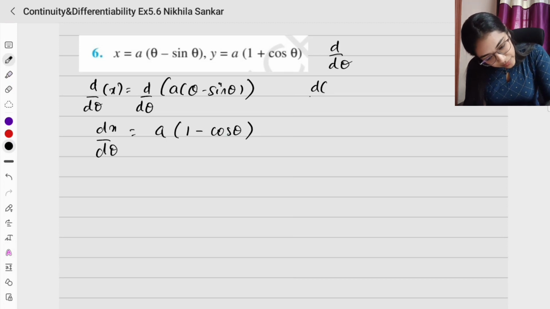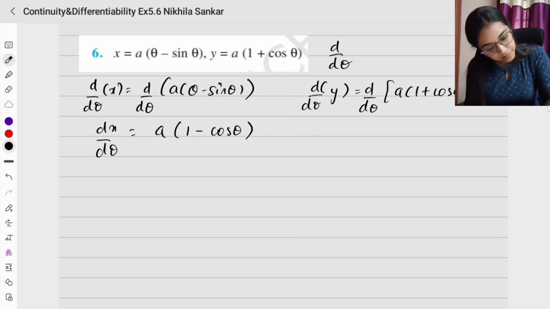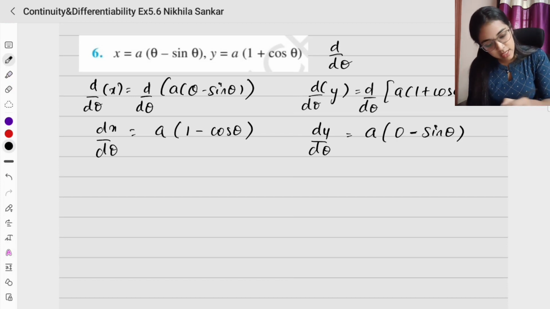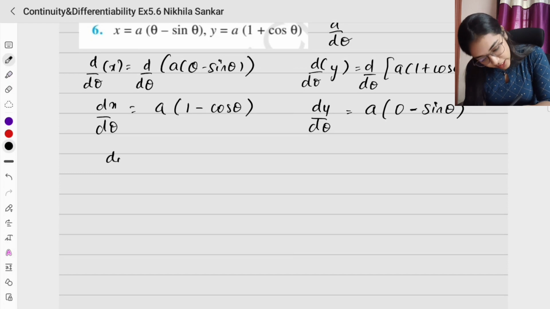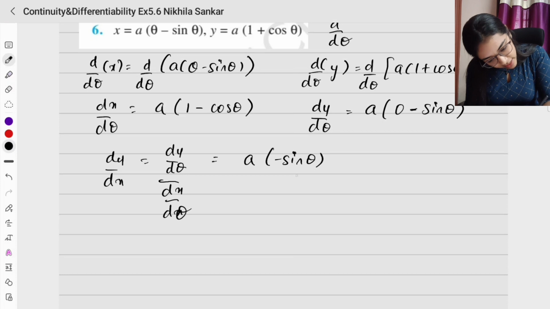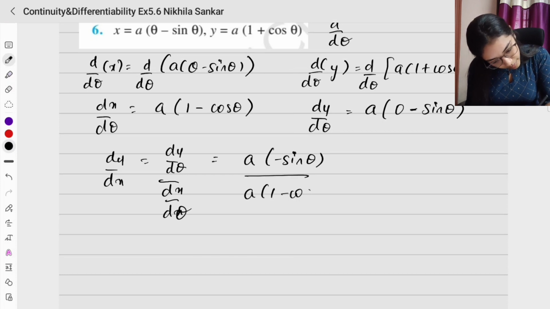Now d by d theta of y equals d by d theta of a into 1 plus cos theta. dy by d theta is going to be a, a constant, which comes out of the derivative, times the derivative of 1, which is 0, plus the derivative of cos theta, which is minus sin theta. So I have minus sin theta. Clear? Now I have dy by d theta and dx by d theta. So dy by dx is dy by d theta divided by dx by d theta. So this is going to be a into minus sin theta divided by a into 1 minus cos theta.